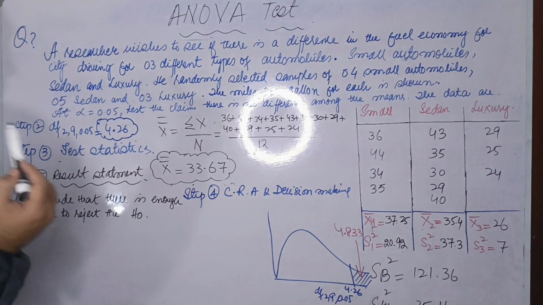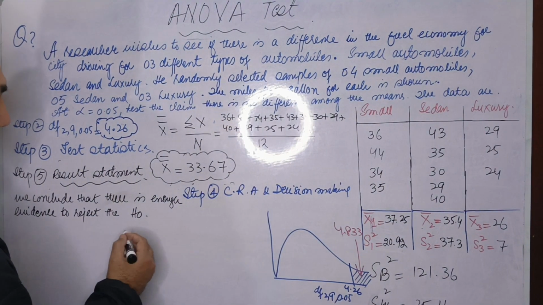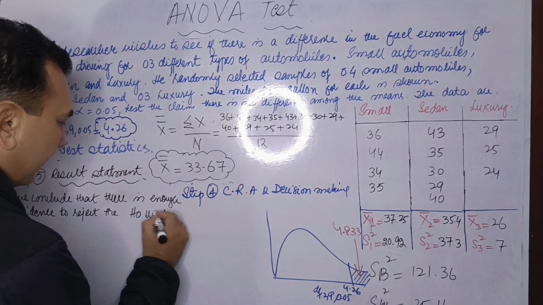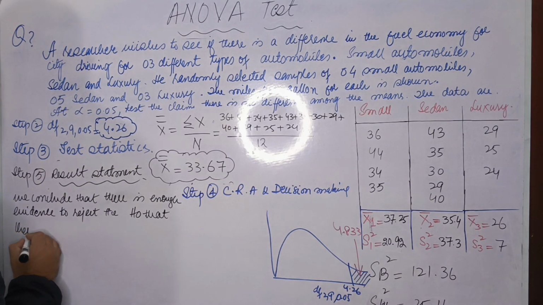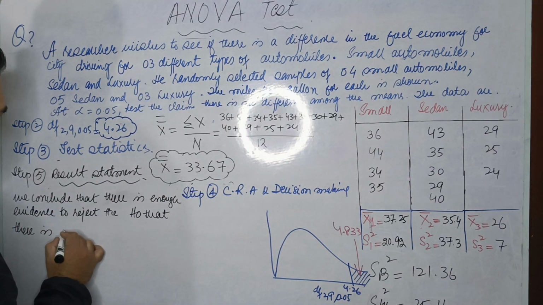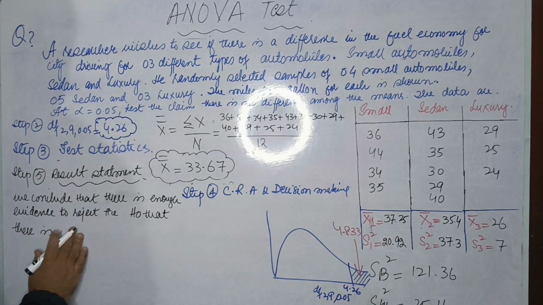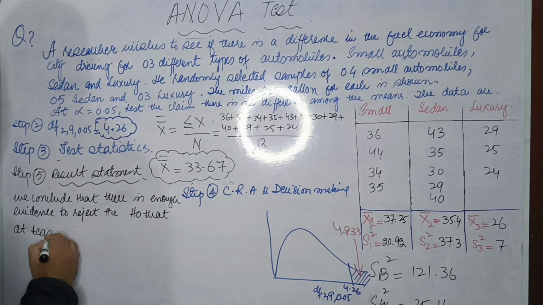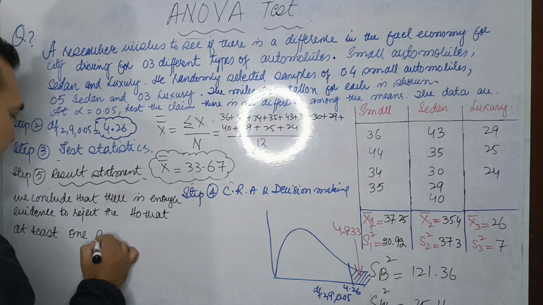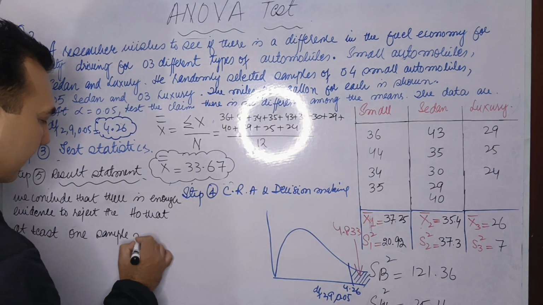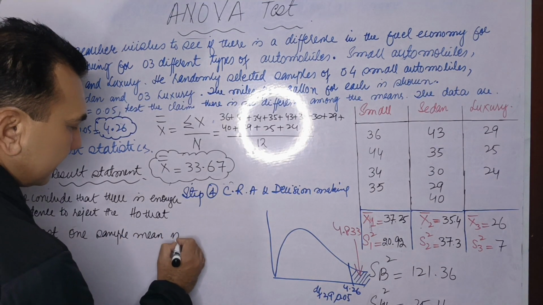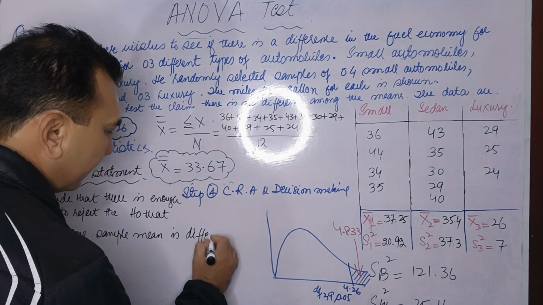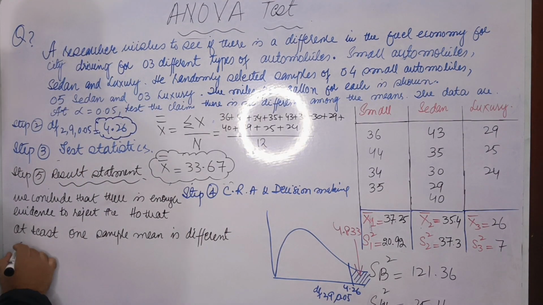We took the decision that we reject the null hypothesis, that there is a difference, there is at least one sample mean that is different from the others.